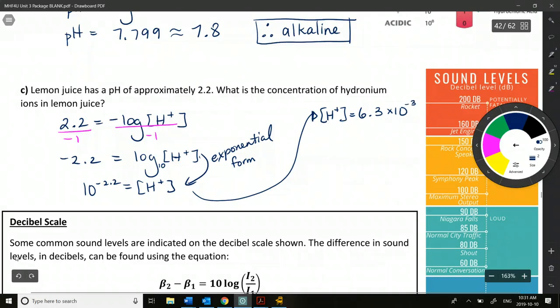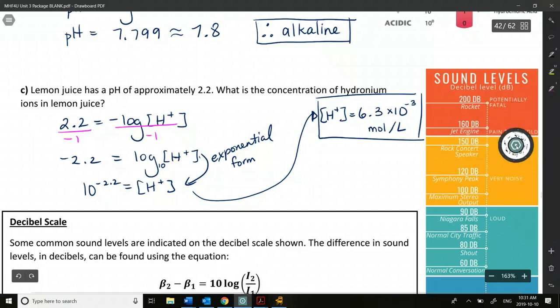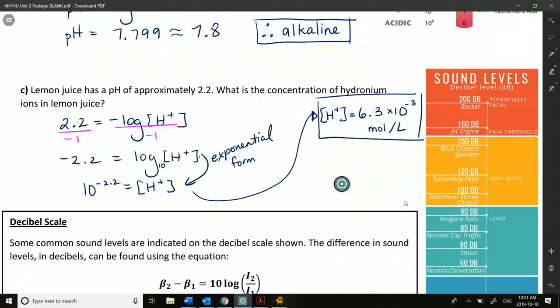And units of measurement for hydronium ion concentration? Moles per liter. Great. Okay, so either you're given hydronium ion concentration, you plug it in and calculate, or you're given pH and you find hydronium ion concentration.